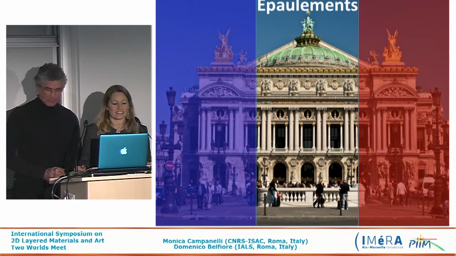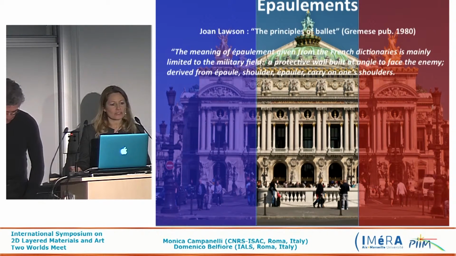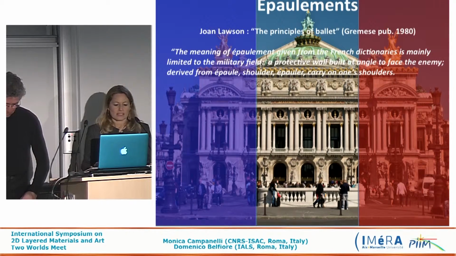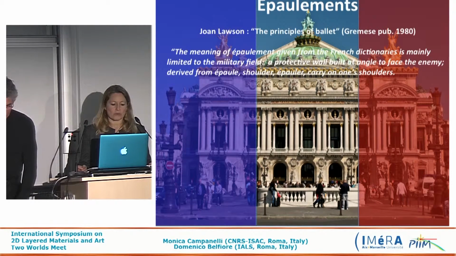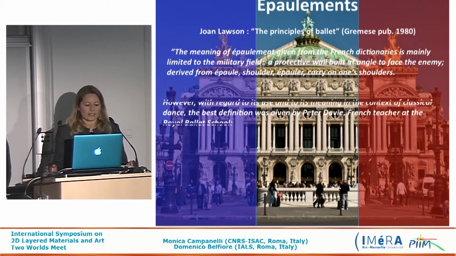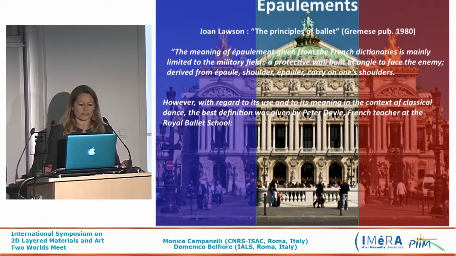Another important thing for dance is épaulement. The definition of épaulement is difficult to define, but John Lawson in The Principles of Ballet, edited by Gremese publication, declared that the meaning of épaulement given from the French dictionaries is mainly limited to the military field, a protective wall built at an angle to face the enemy, derived from épaule, shoulder, épaulé, carried on one's shoulder. With regard to the dance and to its meaning in the concept of classical dance, the best definition was given by Peter Davy, who was a French teacher at the Royal Ballet School.